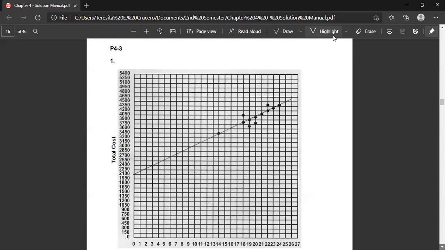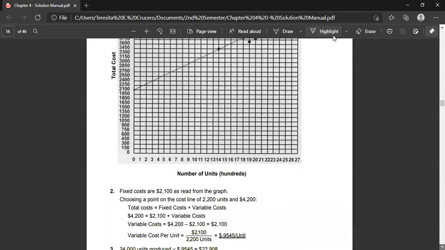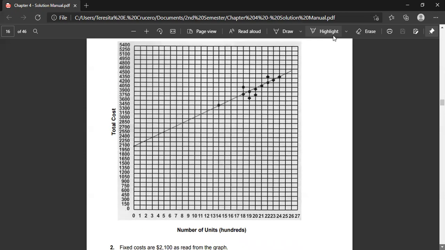So, second requirement in problem 3, determine the variable cost per unit and the total fixed cost from the information on the graph. So we have now the fixed costs are 2,100, read from the graph. Choosing a point on the cost line of 2,200 units. So 2,200 units. Take note, we choose only one.